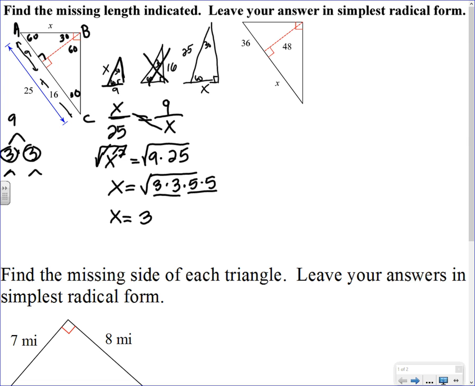Here's another pair. 5 times 5 is 25. Square root of 25 is 5. There's nothing else left in the radical, so there's no more radical. And 3 times 5 will give me 15. So in this particular problem, x is 15. Okay, that's it.